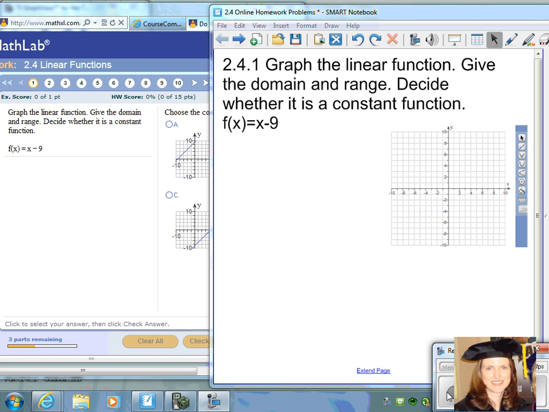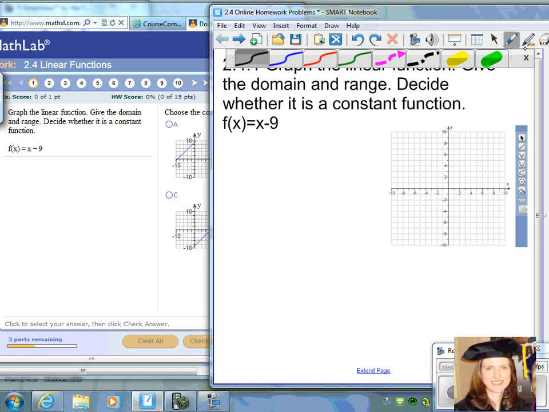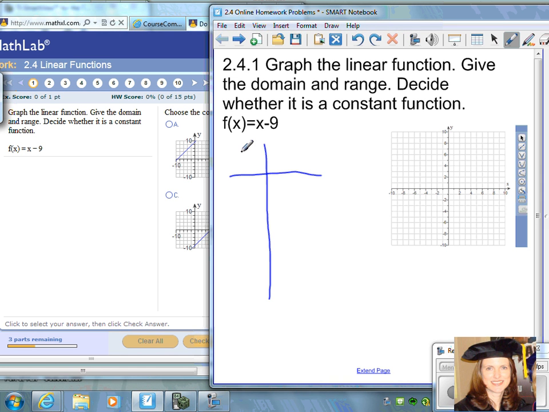You can get those 2 points by making a table. You can get those 2 points by using the slope and y-intercepts. And in this example, I'm going to use a table to find those 2 points. You're going to set up a table x and f of x. And f of x is actually the same thing as y, just another way of writing it.